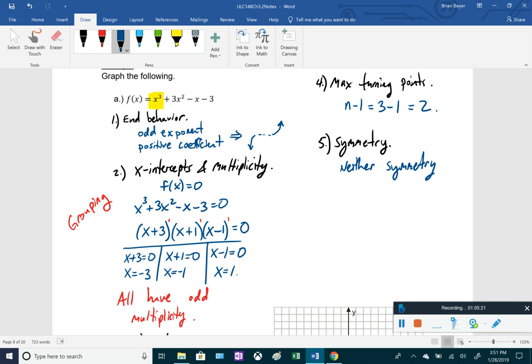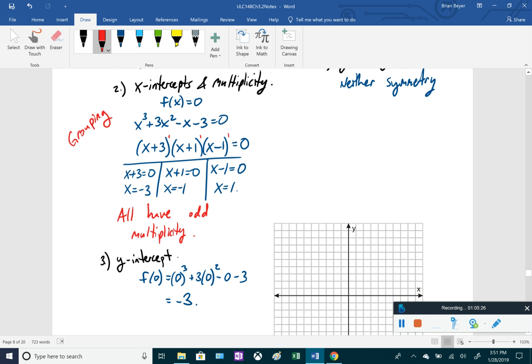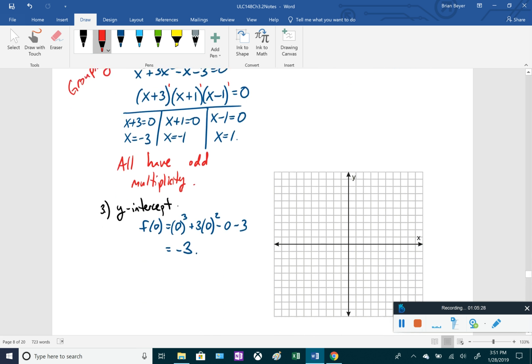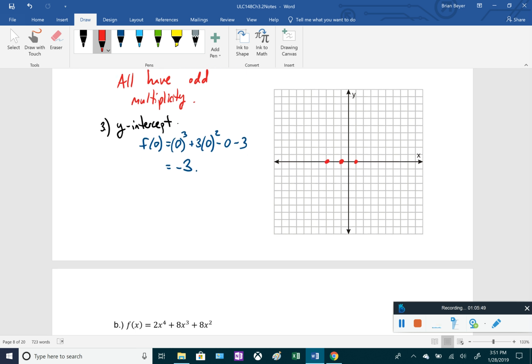In step 6, plot some points. So obviously don't have to write that. Just going to start plotting them. So let's plop down these x-intercepts. So we have -3, -1, and +1. And let's plop down that y-intercept. The y-intercept is -3.